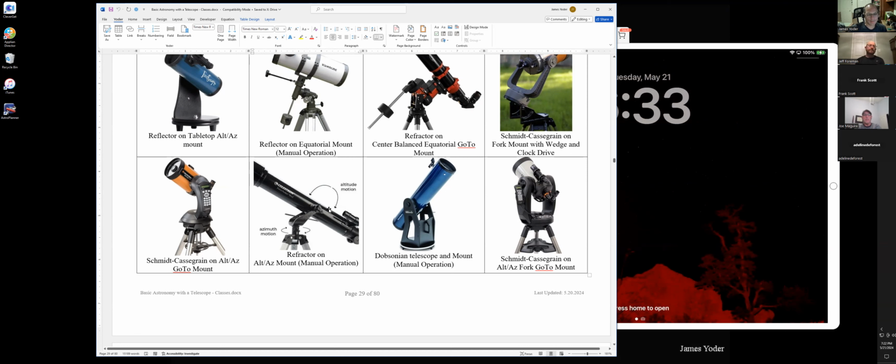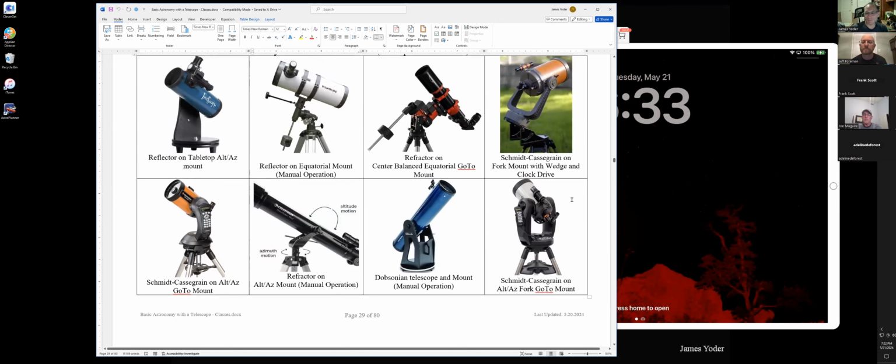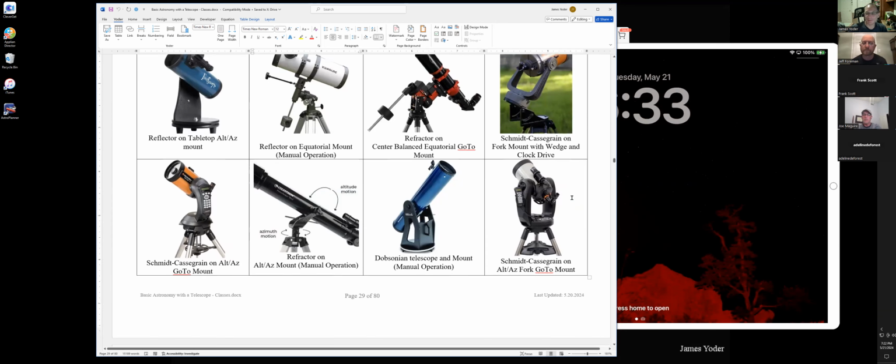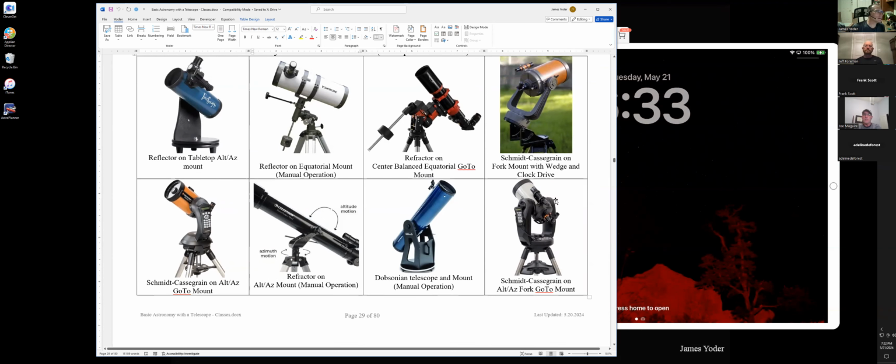Then here's a refractor on the Alt-Az mount again. And the Dobsonian. Again, the Dobsonian is really just the Alt-Az mount with a reflector on it. And here's another fork. This is a more modern fork of a Schmidt Cassegrain. I personally don't like that design too much. I'm not sure why. It's just big and bulky, it seems to me. But anyway, questions on the different mounts and optical tubes? Okay.